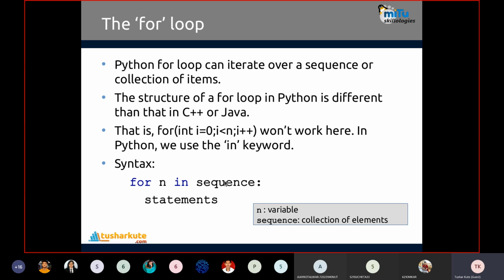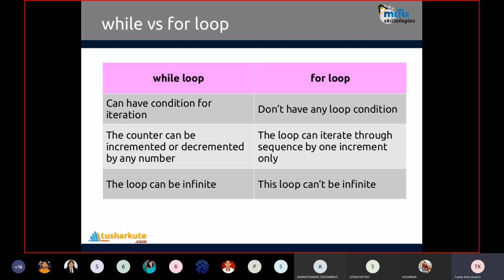What it will do is take the first element in the sequence into n, process that, then the next element, then the next element. When all the elements in the sequence are over, then only the for loop will be terminated. So for n in sequence, one by one will be taken. When the sequence is completed, then only for will be terminated. So there are no specific conditions there. For loop is made for iterating over a sequence or the collection of items in a list, in a variable, any kind of collection variables. Let's see how it's actually used.